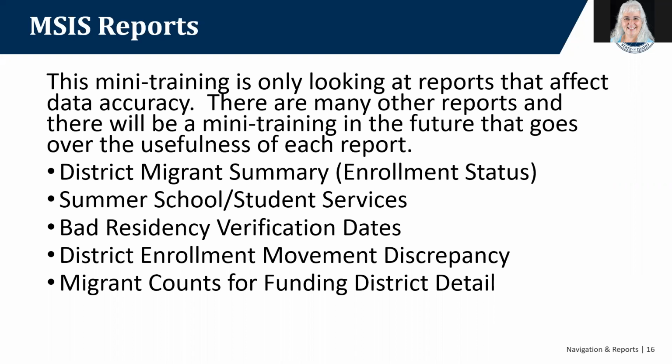So the ones that we'll look at today are District Migrant Summary. Believe it or not, this isn't just a way to look up students, it's actually a report. We'll look at summer school and student services very briefly. Then bad residency verification dates, what I call the bad dates report, the district enrollment movement discrepancy report, and the migrant counts for funding district detail. So there are a lot of reports that can help us to have more accurate data. And I hope that looking at these five will help us to understand how we can really examine our data closely to make sure that it's accurate.